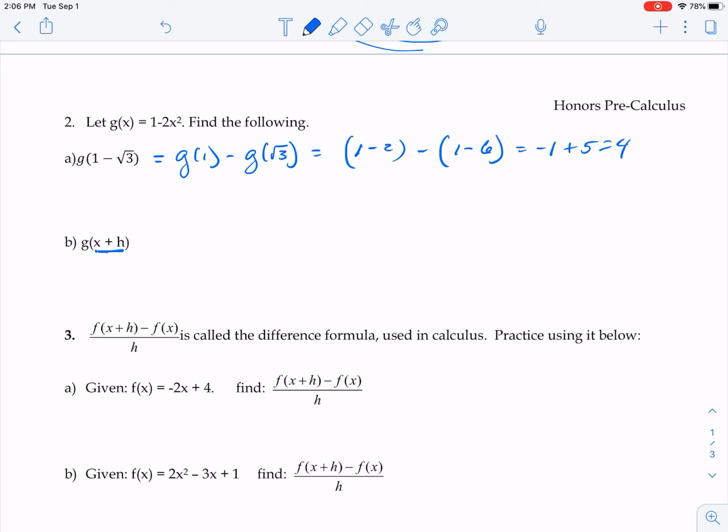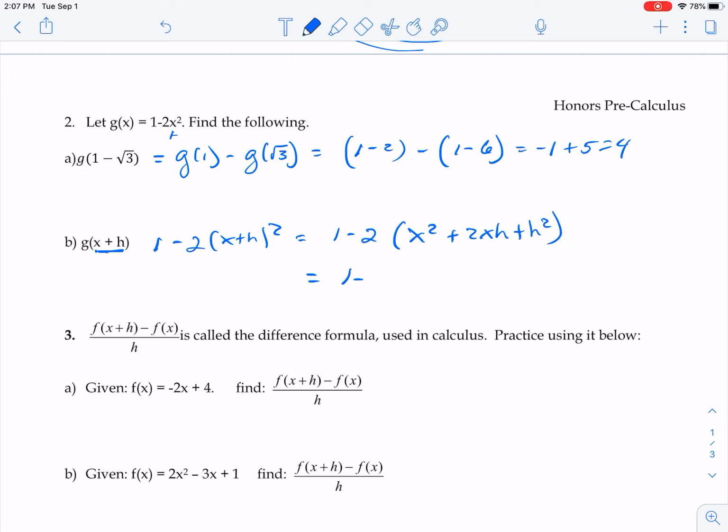Be careful on this one. When you plug that into here, you get 1 minus 2 times (x plus h) squared. You have to FOIL. That's not x squared plus h squared. I know you weren't thinking that. You know better. Okay, I've got x squared plus 2xh plus h squared.